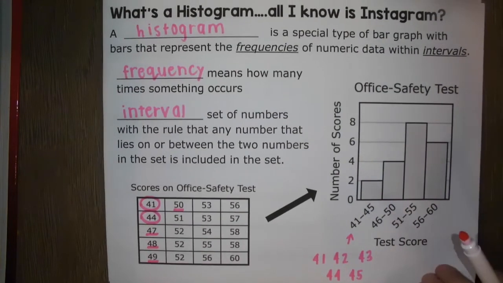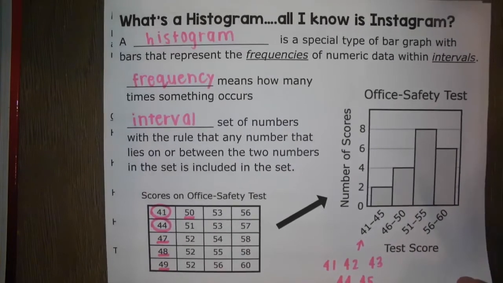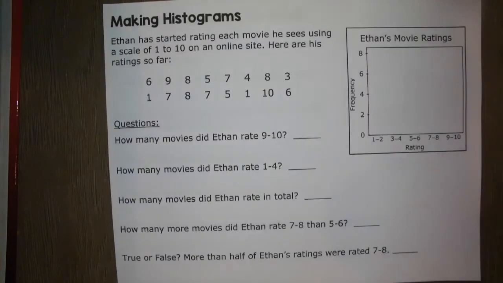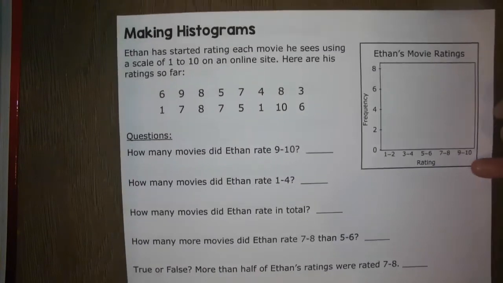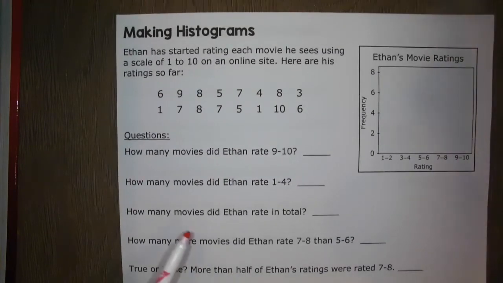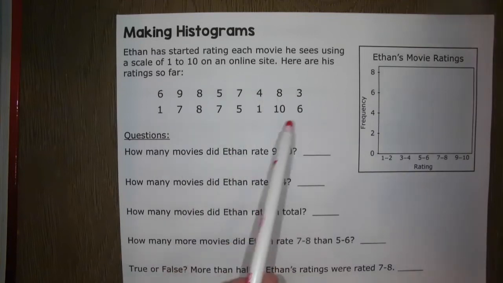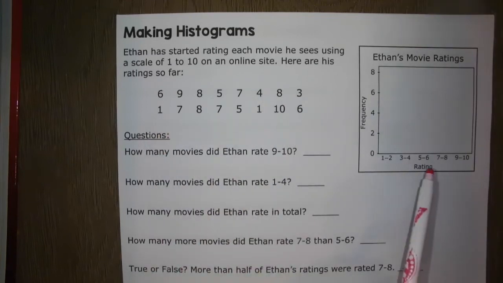So now that we got a brief overview of what histograms are all about, we are going to make our own. So in this situation, Ethan started rating each movie he sees using a scale from 1 to 10 on an online site. Here are his ratings down below, and here is our blank histogram that we need to fill in with this data.